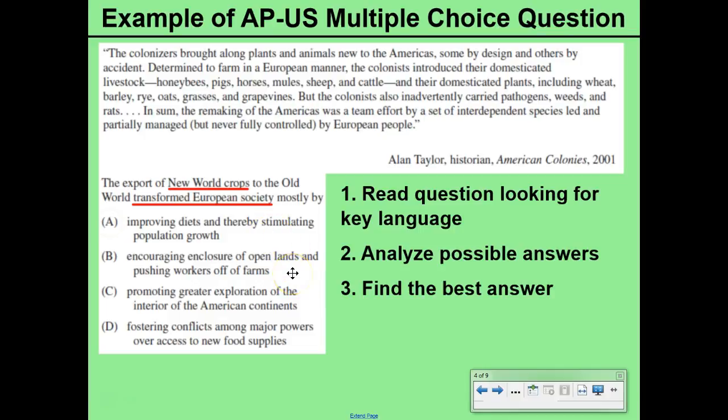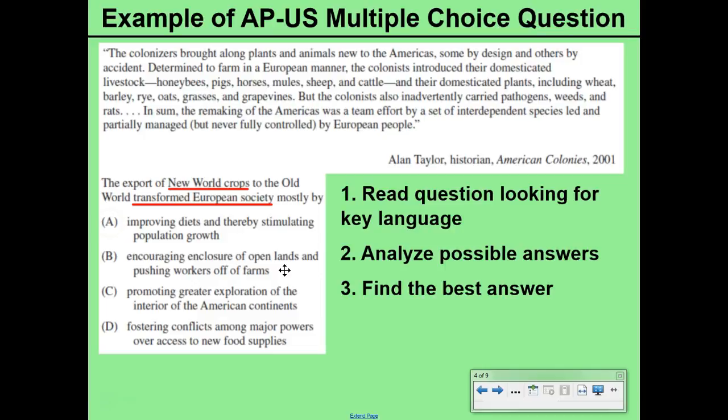B, encouraging enclosure of open lands and pushing workers off of farms. Well, that doesn't quite make sense and link up to new food. Why would we be pushing workers off farms if we now are farming more? C, promoting greater exploration of the interior of the American continents.